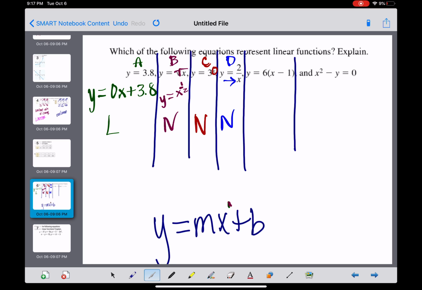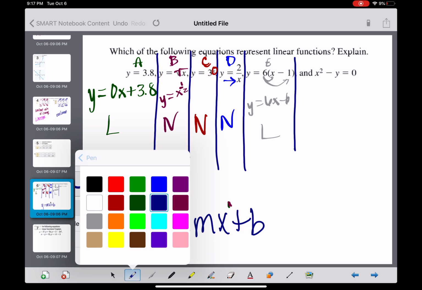Example E, I'm going to distribute this just to simplify, and I have y is equal to 6x minus 6, which is a perfect representation of y equals mx plus b. So that is also linear.